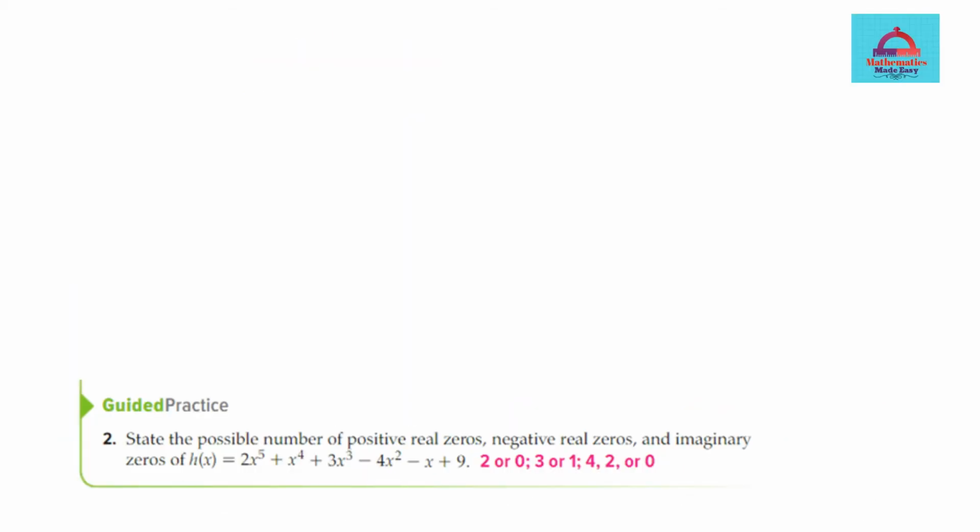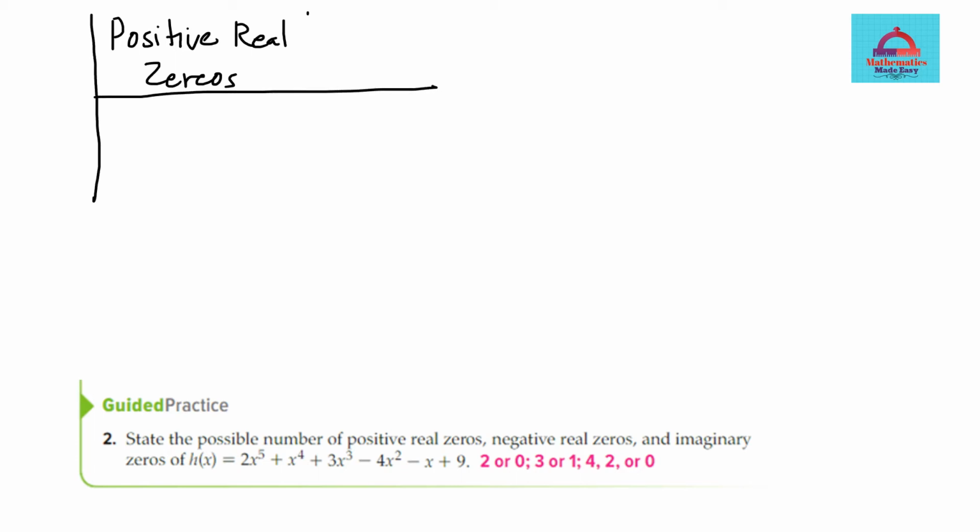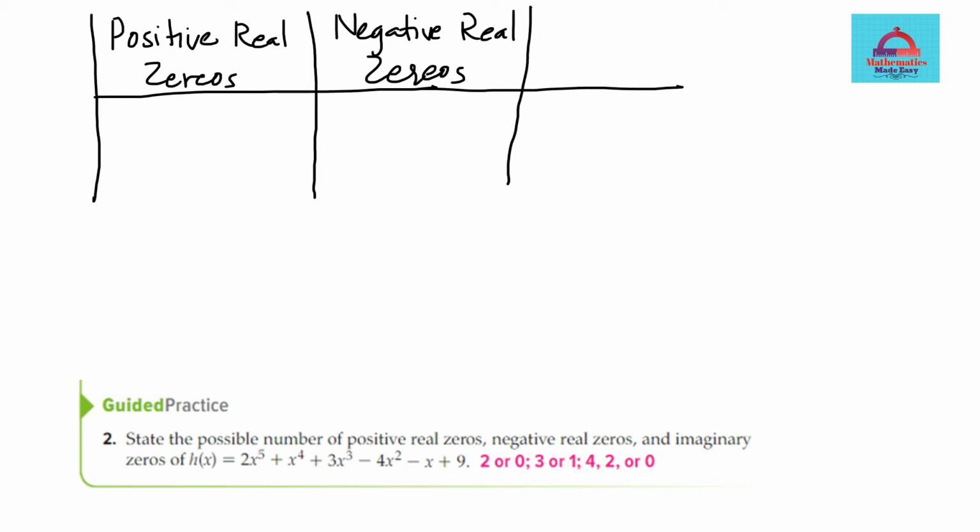Okay, so now to tabulate our responses, we are going to draw a table. This table will have the first column as the positive real zeros. Okay, this is the first column. Then the second column will be the negative real zeros. What can be the possible options? We are going to just tabulate our responses. And then we also need the imaginary zeros. So we will have the third column dedicated to the imaginary zeros of the polynomial.